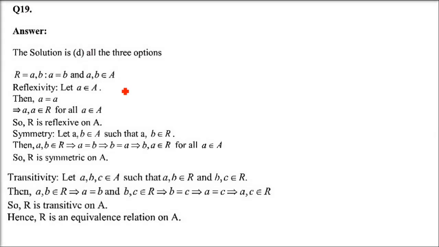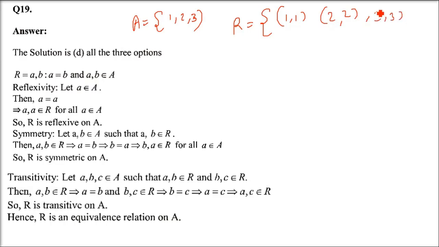Okay. Coming to the next question. Question number 19. Let R be a relation on the set A, which is 1, 2, 3, and it is given by R equals 1, 1, 2, 2, 3, 3. This we have already done in the exercises. A is 1, 2, 3. Then what is this relation R? So what do you see here? The answer is D. How is this D?